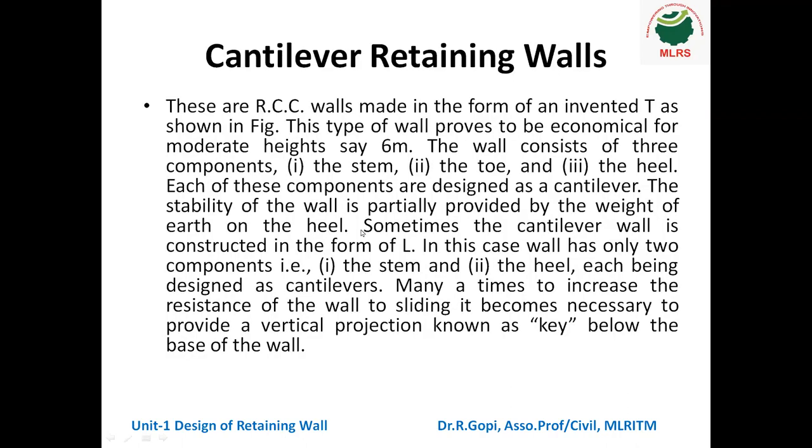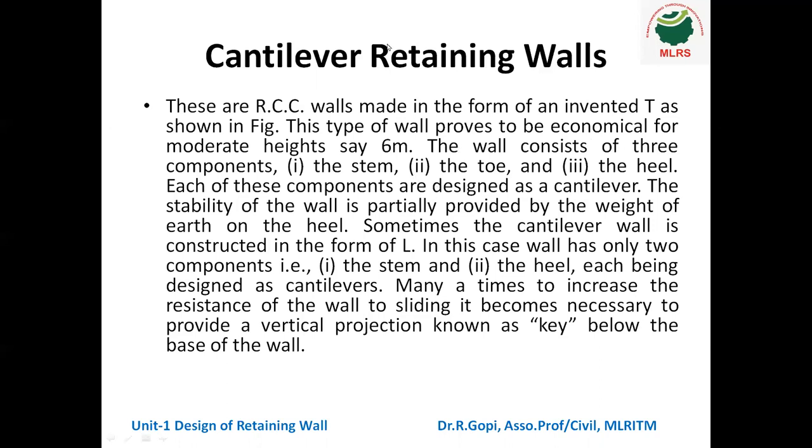Next, coming to cantilever type retaining wall. These are all RCC walls. Cantilever type retaining walls are RCC walls made in the form of an inverted T as shown in the figure. It is also called a T-type retaining wall, inverted T-type retaining wall. One portion of the flange is called the toe, another portion is called the heel, and the vertical portion is the stem. This type of wall proves to be very economical for moderate heights, up to 6 meter only.